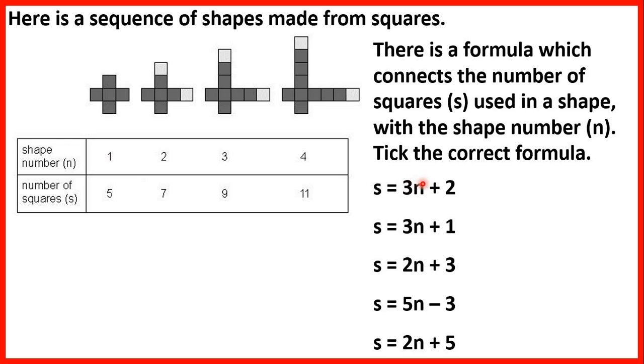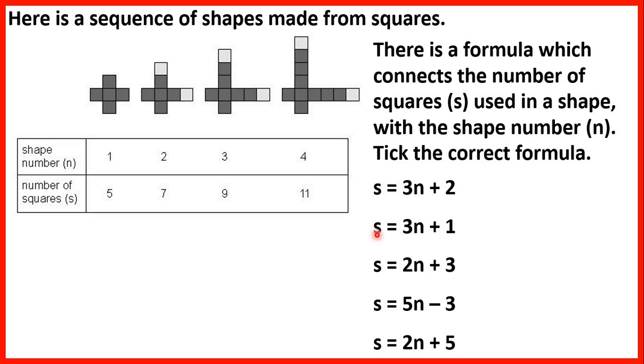We have 3n plus 2. So if the shape number is 1, that's 3 times 1 plus 2. 3 times 1 is 3, plus 2 is 5, and that's the number of squares. So this formula is looking promising. Let's try it for shape number 2. So that will be 3 times 2 plus 2. 3 times 2 is 6, plus 2 is 8. But we only have 7 squares in this shape, so it won't be this formula here.